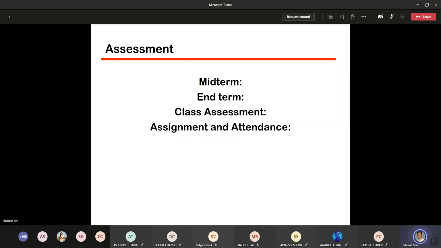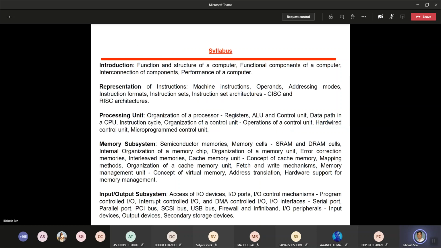For the syllabus, you will find that the first section is the introduction. In the introduction, we will discuss the functional components of the computer. Up to digital logic design, did you study sequential logic circuits? Yes, sir. Okay, so you have already studied sequential logic circuits.